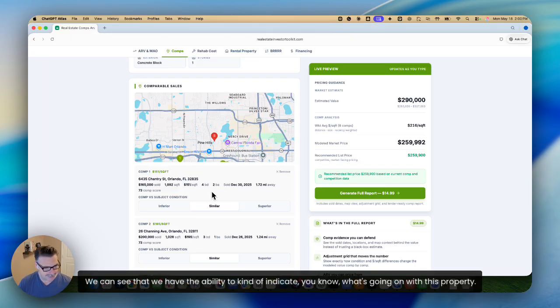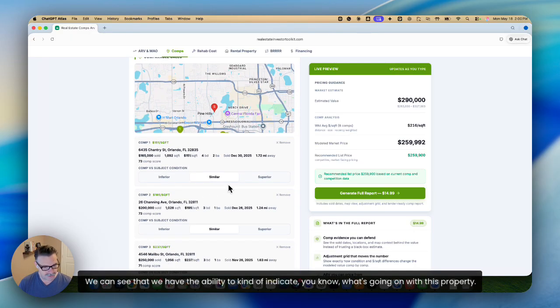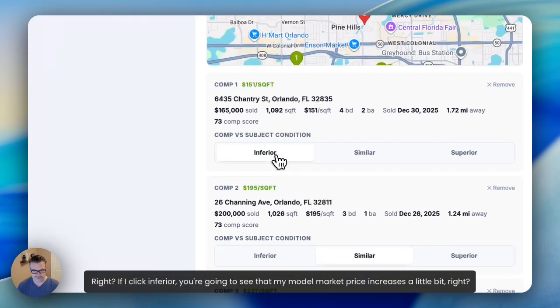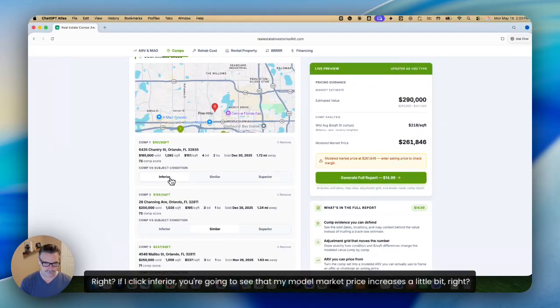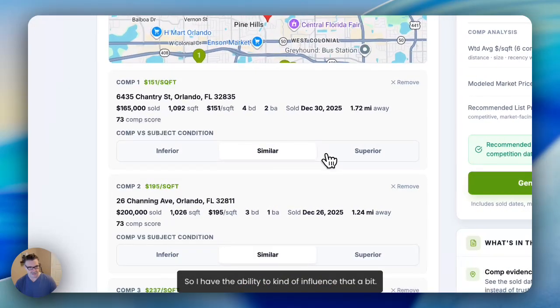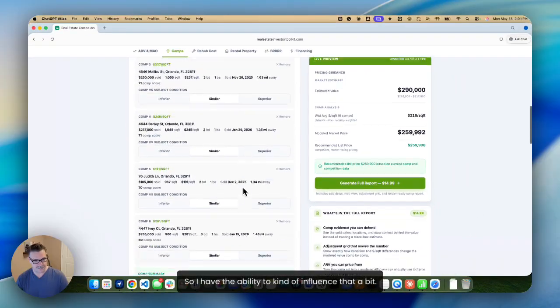We have the ability to indicate what's going on with each property. So is 6435 a similar condition? Is it inferior or is it superior, right? If I click inferior, you're going to see that my modeled market price increases a little bit. Because I'm telling the engine, hey, these comps are fine, but this one is in worse condition, or whatever the case may be. So I have the ability to influence that a bit.